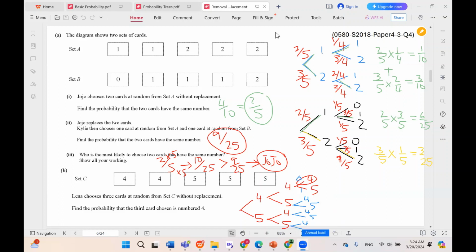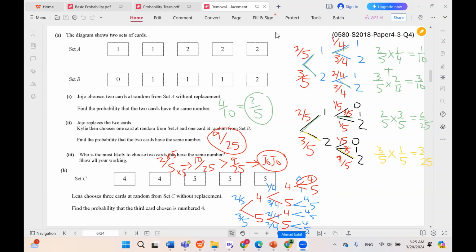Now let's calculate the probability for each case. For the first run, she has two 4s and three 5s, so this would be 2 over 5, and then this would be 3 over 5. And for the second run, if she chooses a 4, there are now 4 cards left, only one of which is a 4. So this would be 1 over 4, and this would be 3 over 4. However, if she chooses a 5 at the beginning, she still has two 4s to choose from, and same thing for the 5.